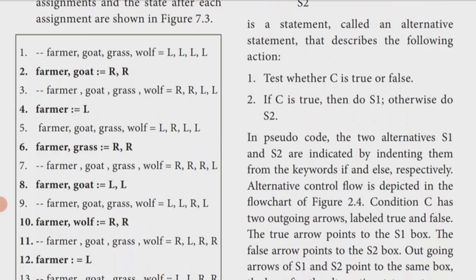See the second one: the farmer takes the goat to the right side, because the wolf won't eat the grass. So the farmer takes the goat to the right side. Now the farmer and goat are on the right side, and the grass and wolf are on the left side. Again the farmer comes to the left side.